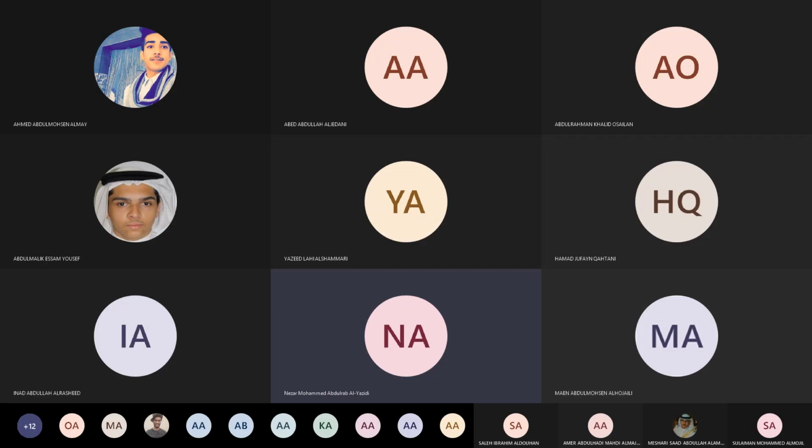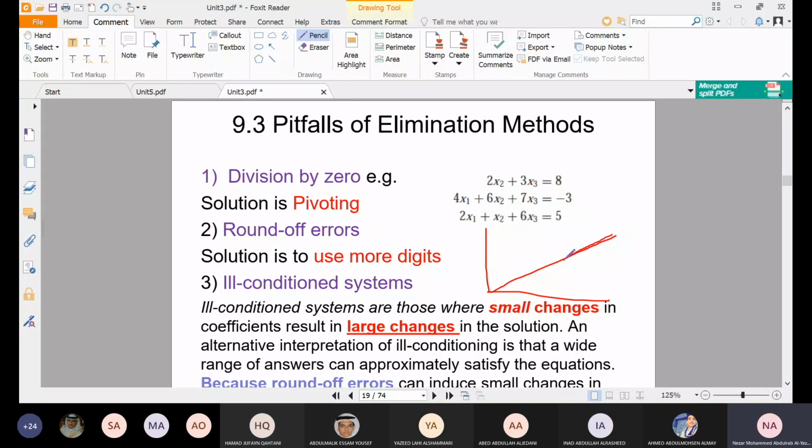So this is, for example, the first line, and the second line, for example, like this one. So the result is not clear, and the root is not clear. So any small change, for example, if I move this one from here to this point, this will produce a large change in the output. So as a result, we need to deal with this carefully.